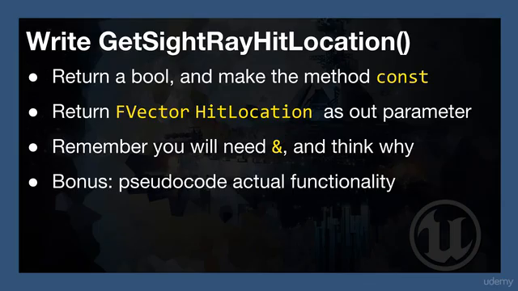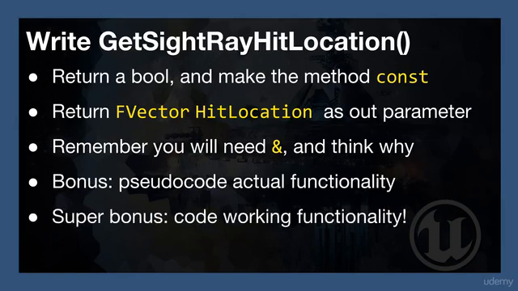As a bonus, you could pseudocode the actual functionality of this get site ray hit location method. Its purpose is to raycast through the dot, as far as we're concerned, into the landscape and determine whether we hit anything. If we do, we return true, and as an out parameter, we return where in the world we've hit, and if we don't hit anything, we return false. All right, and as a super bonus, you get it working, but that's a bit much. And if it works, then your log will actually continuously update with the location of where that crosshair is aiming at. But as I say, that's super advanced and really only tried if you want an extra challenge. It's just for the more advanced people. So go ahead, pause the video and have a go at all that now.